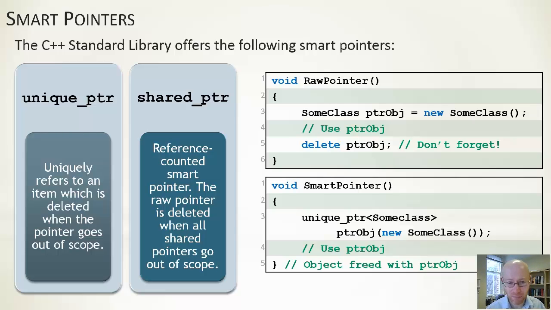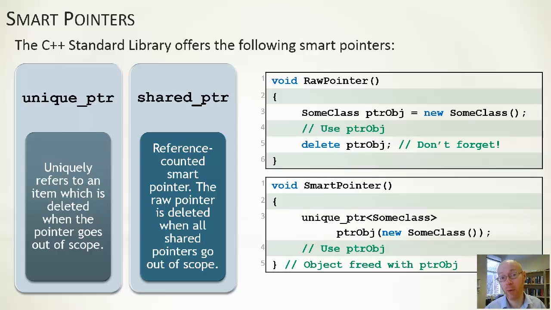And you see an example of using a raw pointer over on the right hand side, where in line 3 we're creating some class, make sure we have a pointer to it, and then line 5 we better make sure we remember to delete it having created the thing. For a smart pointer, we can just create a smart pointer straight to it, and when it goes out of scope, we don't care, the smart pointer will delete it for us.